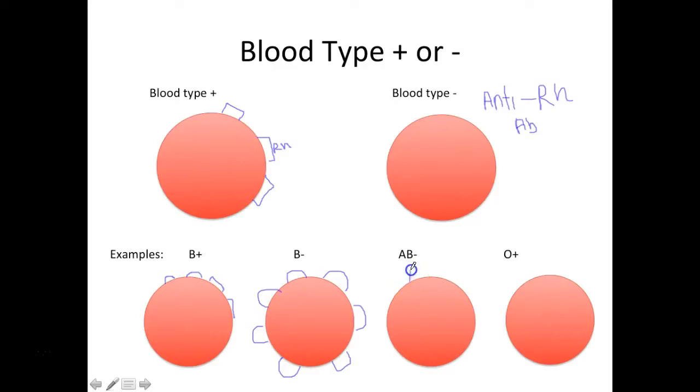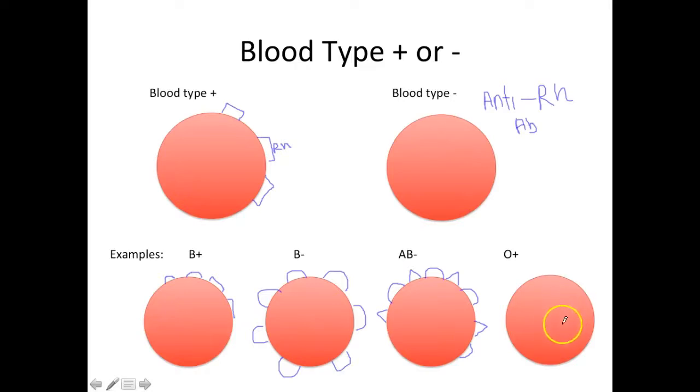Now let's do AB negative. That means I have A antigens, represented by my triangles here. I also have B antigens. So do I want to create any anti-A or anti-B antibodies? No, I don't, because I don't want to attack these antigens on my own cell. Now, I don't have any Rh antigens here, so I want to create an antibody against that antigen. So I create anti-Rh antibodies if I have AB negative blood.